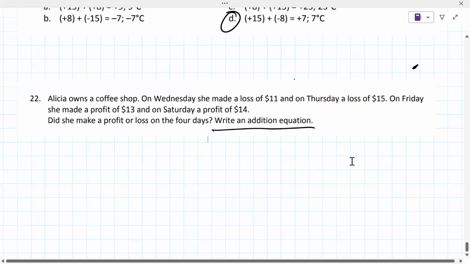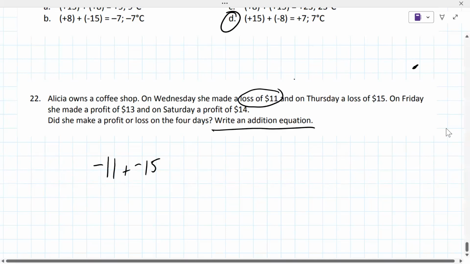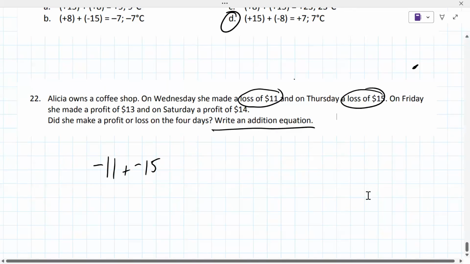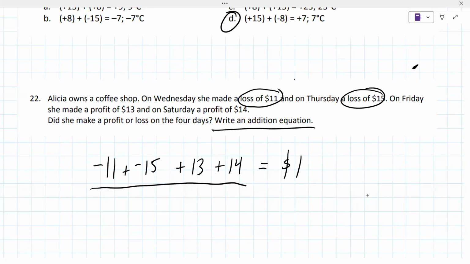I did 11 plus 15. Yeah, but it's a loss of 11. I did negative 11 plus negative 15. Yeah. Okay. So that's good. Maybe you add them up and then negated them, okay? Yeah. And then when I figured out that was negative 26, then I added the profits of 13 and 14, which would equal 27, which would equal a profit of $1. So when they say write an expression or an equation, this is what they're referring to. Like they're really referring to something like that. Is that okay? Yeah. All right.